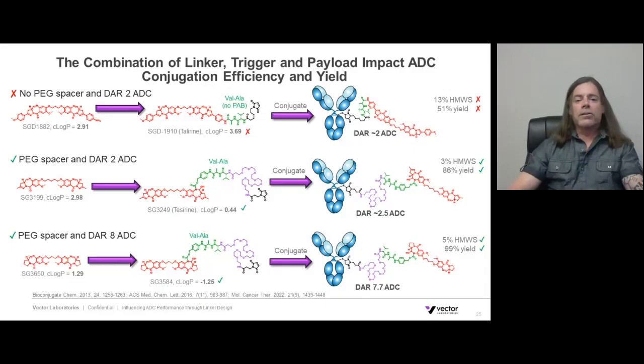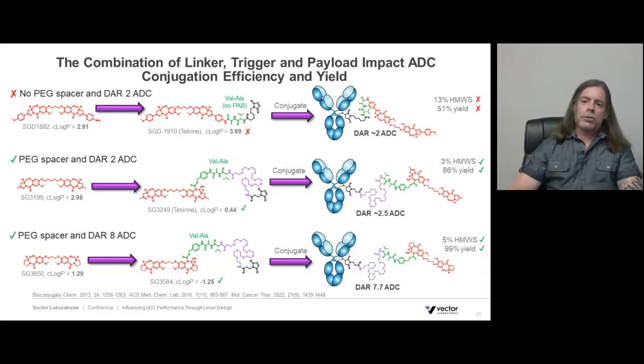So what we can see here is that incorporating that PEG spacer resulted in an improvement in aggregation profile and an improvement in conjugation efficiency. Now, I will note the above example, they conjugated talarine to an antibody, an engineered antibody at cysteine 239, and that proceeded in 96% yield and only 2% aggregate.